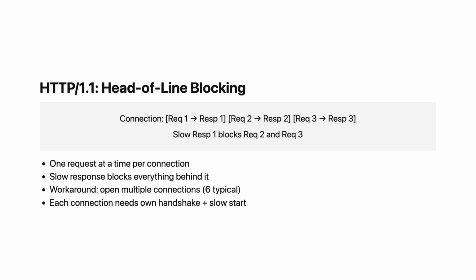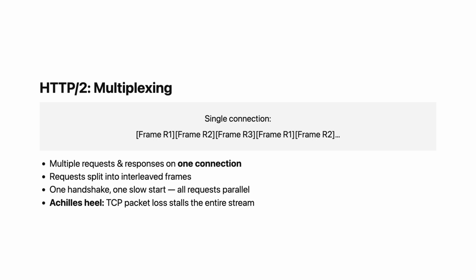This is a huge win. One TCP connection, one TLS handshake, one slow start ramp up, but all your requests flowing in parallel. OkHttp automatically negotiates HTTP/2 when the server supports it. You do not need to change anything, and most modern API servers support it.